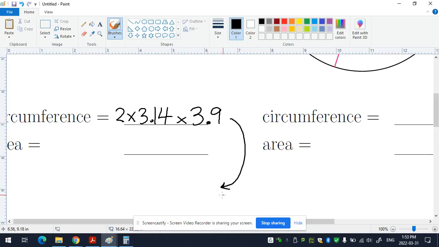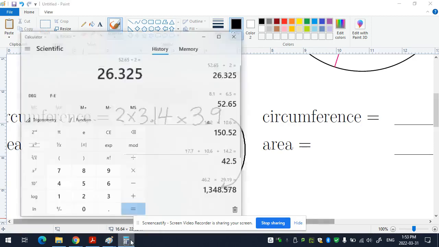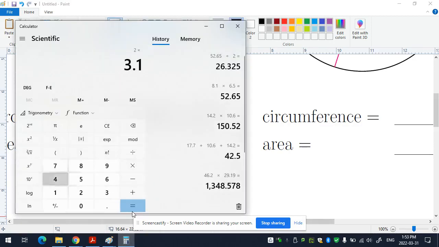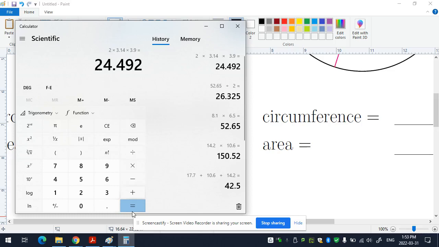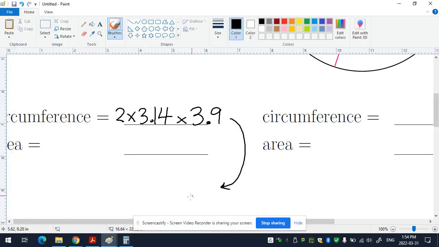I'm going to write it here. So what is that? 2 times 3.14 times 3.9. You got that right, 24.492. But what's the unit? Remember, it's just how long you've walked around. Is it squared or not squared? Not squared. Circumference is the length around the circle. So 24.492, and as you all said, in centimeters.